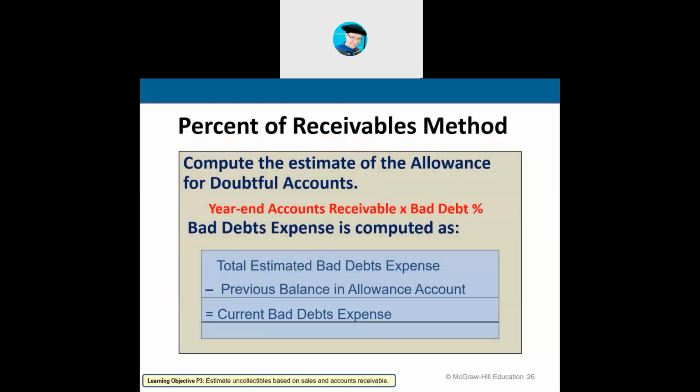That's like probably my favorite method. It's the easiest, yeah. So at the end of the year, we have year-end accounts receivable times bad debt percentage, which gives the total estimated bad debt expense, minus the previous balance in the allowance for doubtful accounts, equals the current bad debt expense.